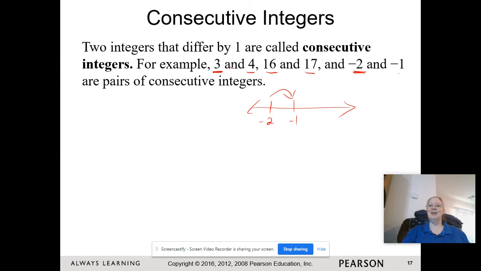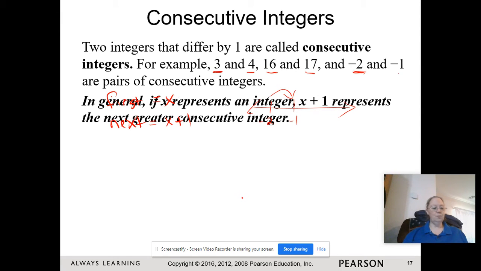Now notice I said we're going up by 1. So if my first integer, if I call that x, then my next integer is going to be one more than my first one. So anytime you have consecutive integers, x is going to represent the first integer, and x plus 1 is going to represent the next greater integer. Always, always, always.